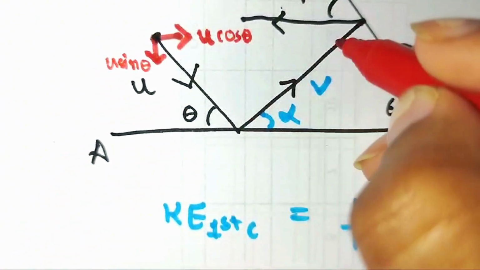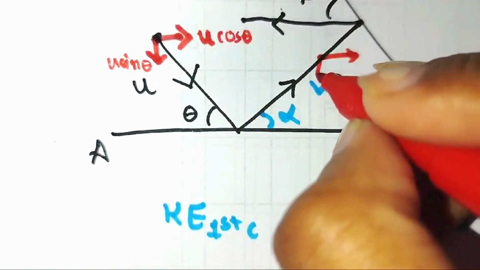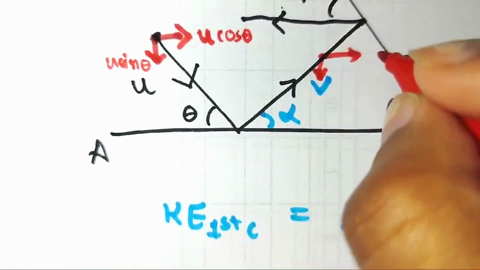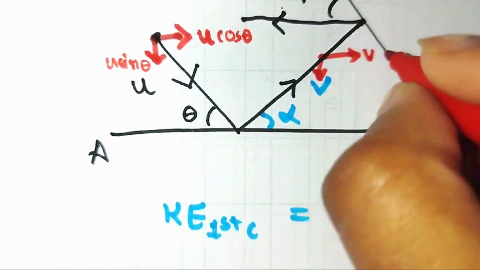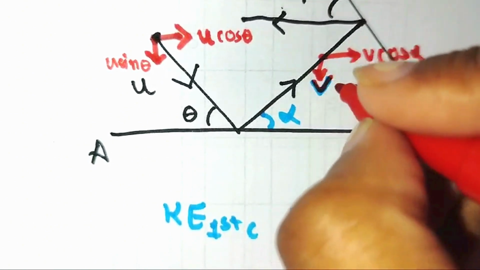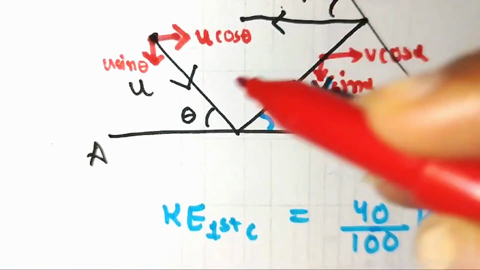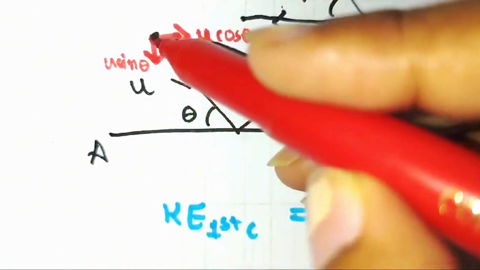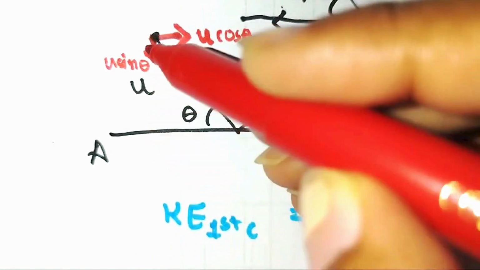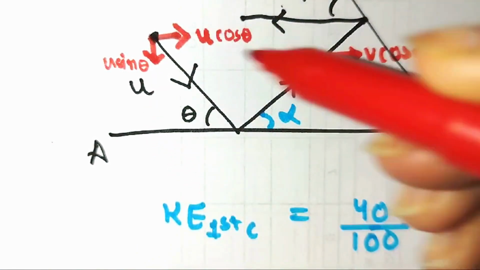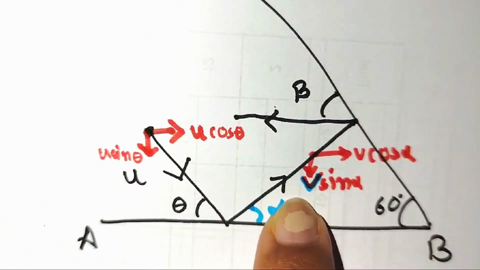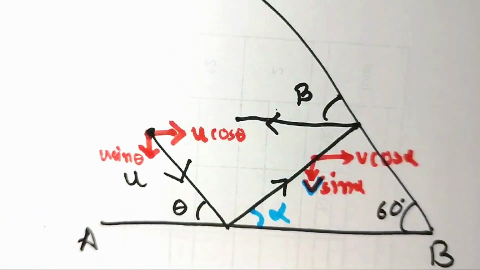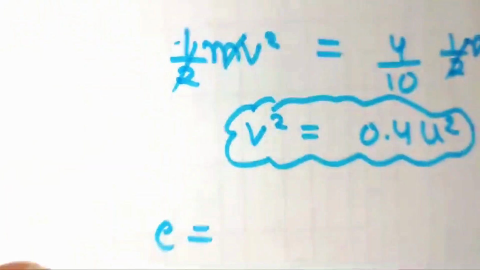Similarly for the moving away, we'll have two components going this way and this way. So I'll just draw them here. If this is alpha, this one is going to be v cos alpha, and this is going to be v sine alpha. Now, the coefficient of restitution applies only to the component towards the striking direction. So this is the velocity that will be affected. Coefficient of restitution is simply the moving away divided by the approach, so v sine alpha divided by u sine theta.